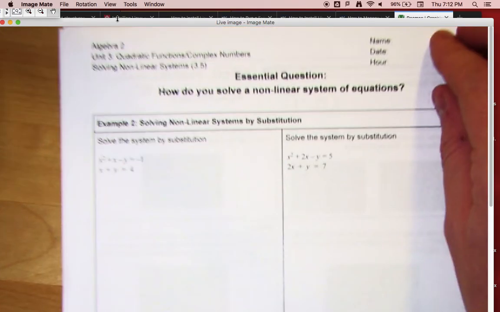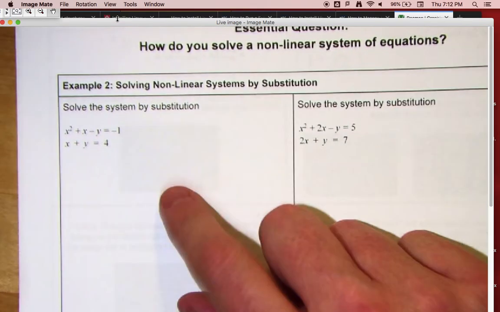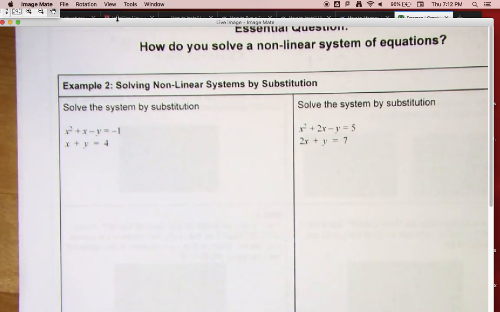Second method, solving a system by substitution. And I'm going to focus specifically on this problem right here, and then I'll throw what we need to do for the second problem up on the overhead. Actually, you know what I'll do? I will make a copy of these notes and email them to everyone, so you'll have them.